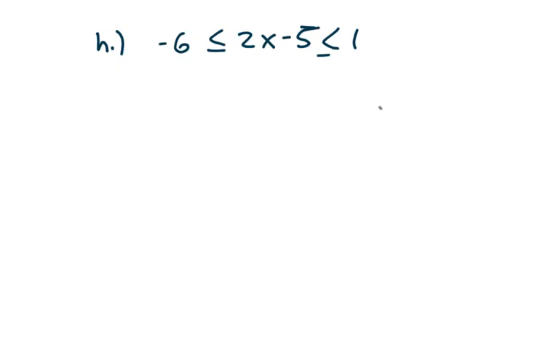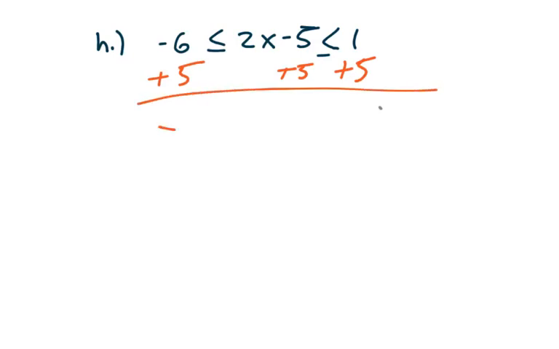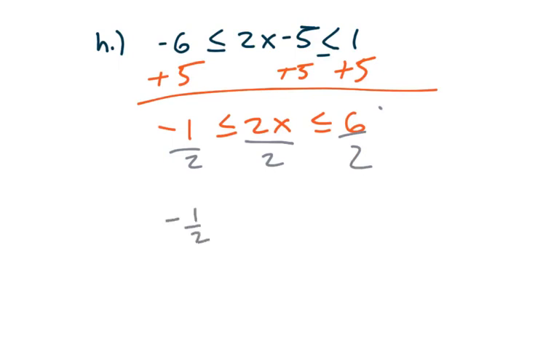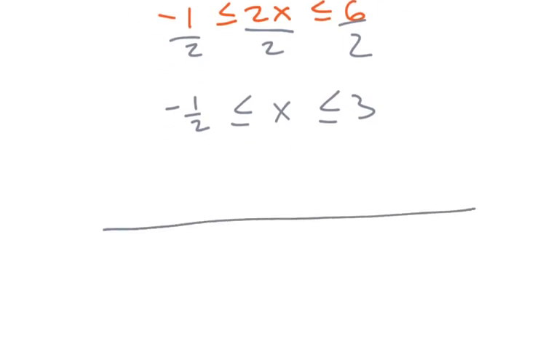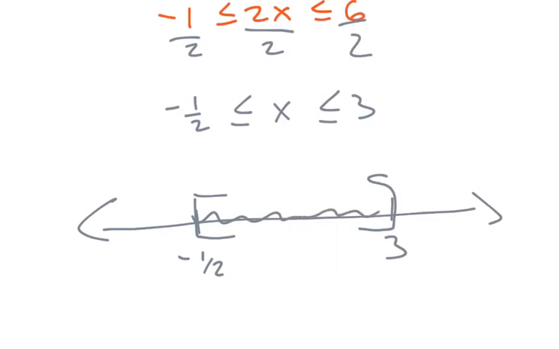Go ahead, give it a go on H. Assuming that you've done so, let's do it together. So I'm going to add the 5. Again, if you add 5, you have to add it to all the sides. Okay, and then I'm going to divide through by 2. The graph is just like the last one. We are including between these, and that's your answer.